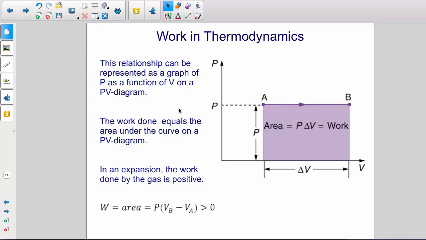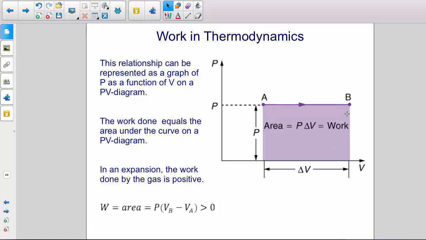The relationship between work and pressure times change of volume can be represented as a graph of P as a function of V on what we call a PV diagram, depicted on the right. The work done is equal to the area under the curve on the diagram. So here we see a constant pressure changing the volume. And remember, P times delta V is work, and that too is the area under this line.